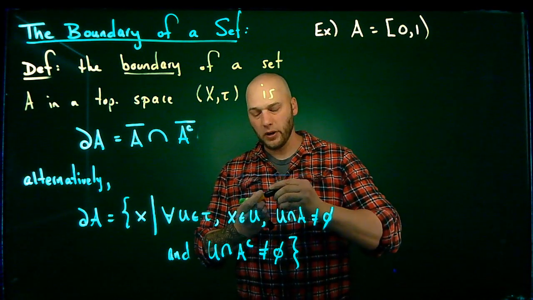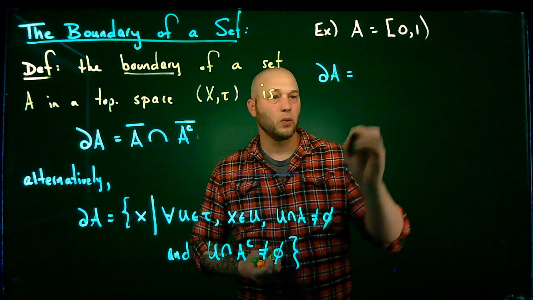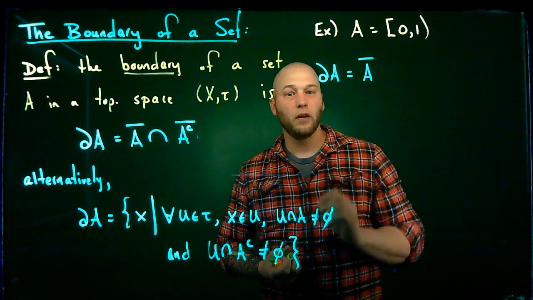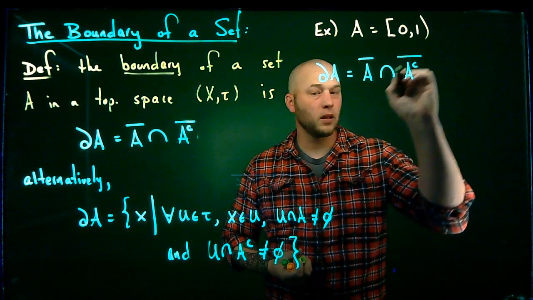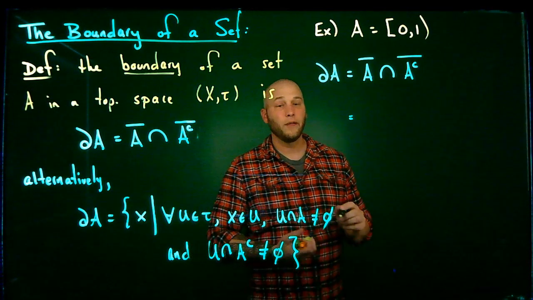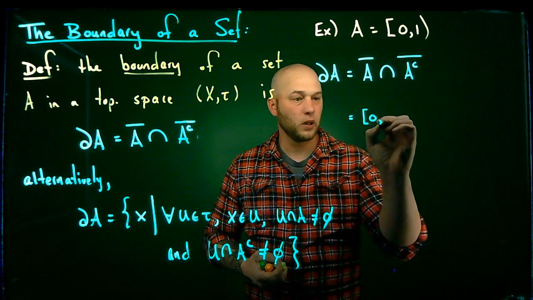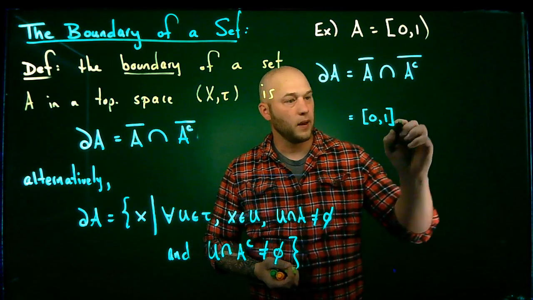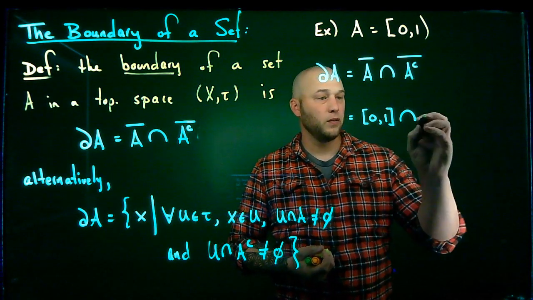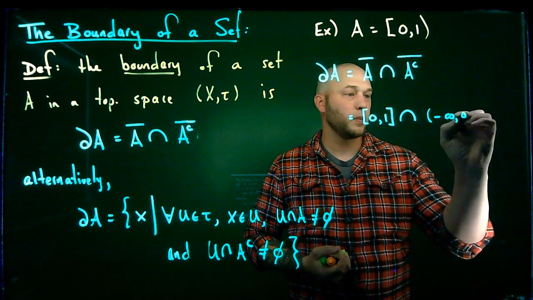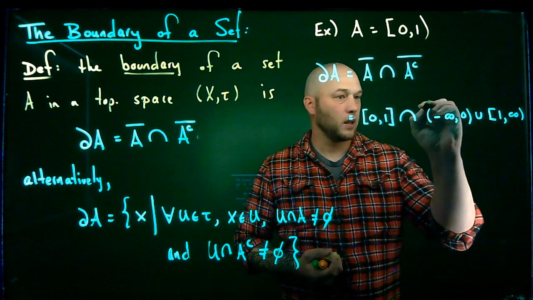If I take the boundary of this, it's going to be the closure of A intersected with, well, I take the complement of A and then I take the closure of that. Well, these are actually things we can find. The closure of 0 to 1 would be the closed interval from 0 to 1. And then I'm going to intersect that with, well, a complement. So on the real line, the complement of 0 to 1 will be minus infinity up to 0, union 1 to infinity. And then again, take that closure.